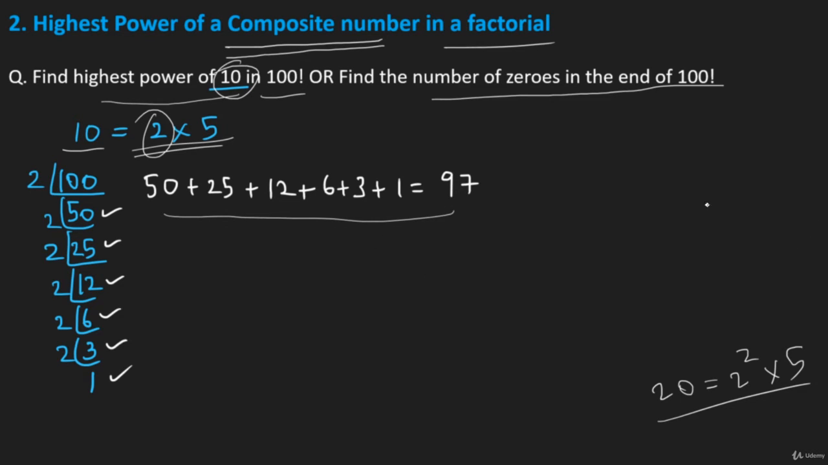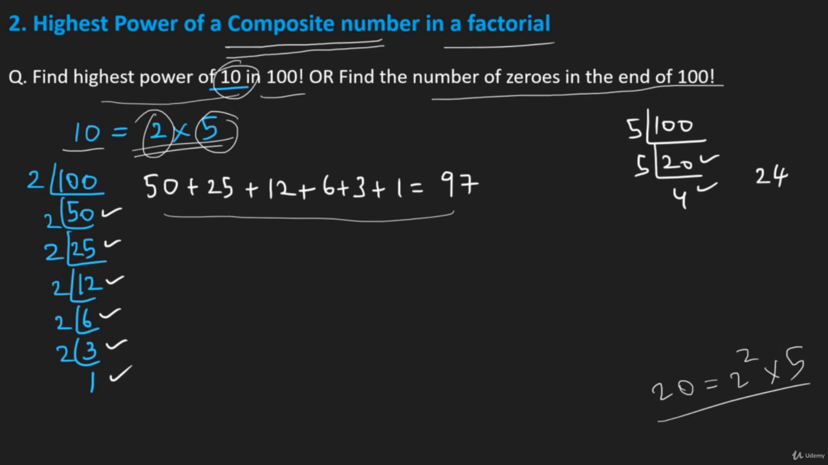Now let's find how many 5's are there in 100 factorial, or what is the highest power of 5 that can perfectly divide 100 factorial. Alright, let's do 100 by 5. That gives me 20. 20 by 5 gives me 4, and I can stop there because 4 by 5 gives me a quotient of 0. Now 20 plus 4, that's 24.